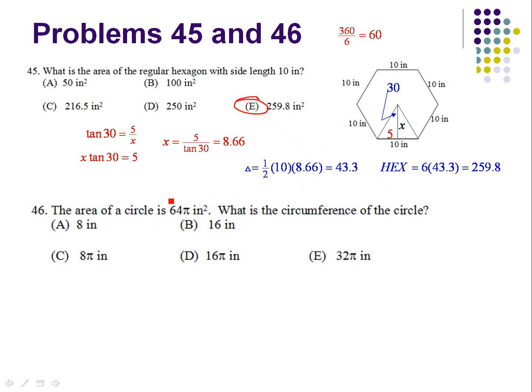Okay, the area of the circle is pi r squared, so pi r squared equals 64 pi. Solving for r, divide both sides by pi, I get r squared is 64. Take the square root, I get r equals 8. But what we want is the circumference. That's 2 pi r. 2 pi r is going to equal 16 pi.